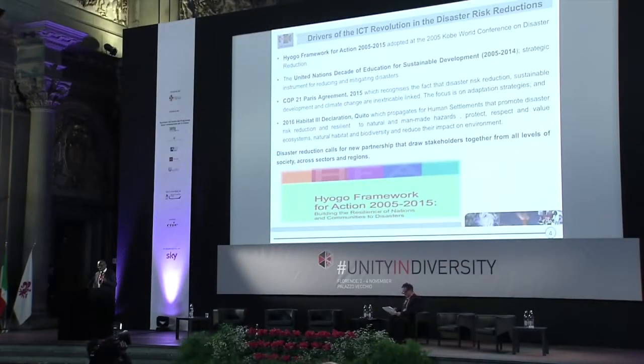I don't want to delve much on the Hyogo Framework for Action, the 2005 to 2015 one, which was signed at the Kobe World Conference. The second one is the United Nations Decade of Education for Sustainable Development, the COP21, which is still new and fresh in our minds, and the 2016 Habitat 3 that was held in Quito a week ago. What is key here is that disaster reduction calls for new partnerships that draw stakeholders together from all levels of society across sectors and regions. It's important that we work together on this particular issue, but these are the reference points for us to be able to develop and deploy ICTs to deal with the issues that relate to disaster management.